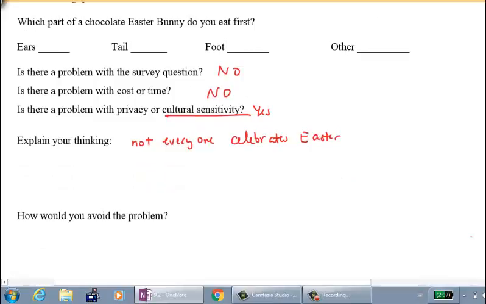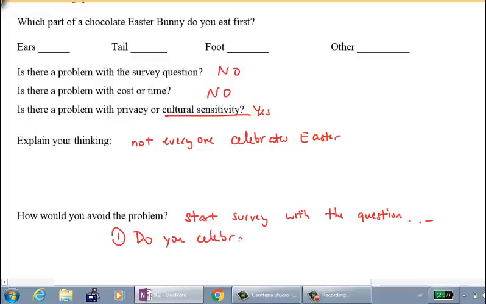And so how would you avoid this problem? Well, maybe you want to start the survey with one simple question. What do you think the question should be? Yeah, just like the previous example, I'd start the survey with, do you celebrate Easter? Yes or no? And then, if so, you can then go ahead and ask your question.